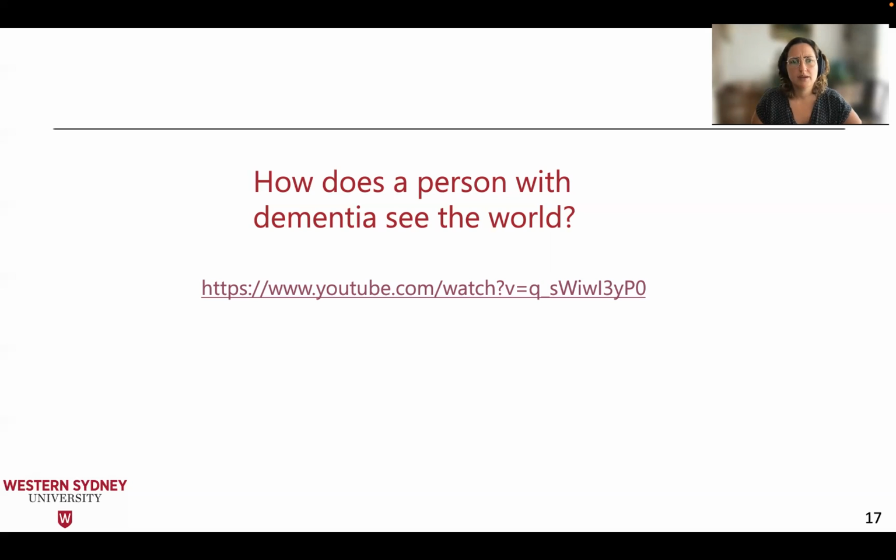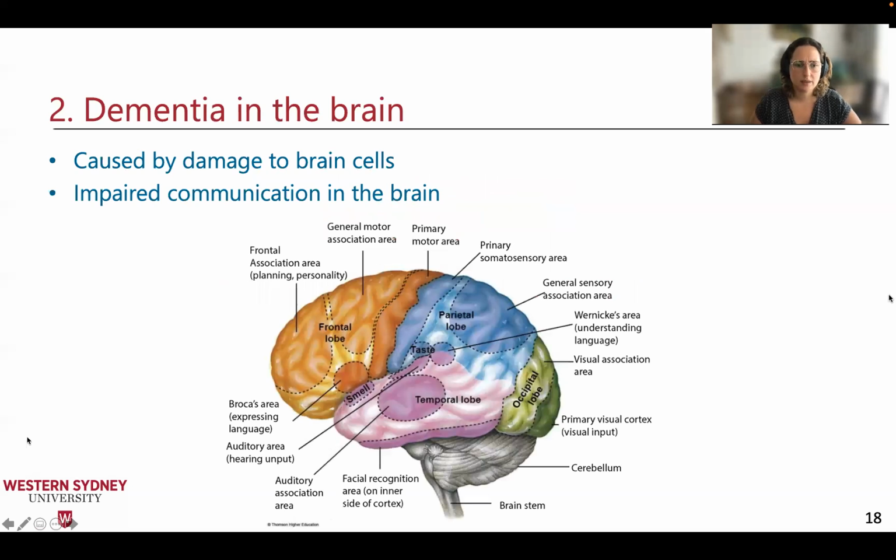Now, for the next part of this, I'd like to talk about dementia in the brain and the different major types of diseases that cause dementia. Dementia itself is caused by damage to brain cells and the communication of neurons in the brain. We have all these different areas of the brain generally dedicated to certain processing. We've got our frontal lobe, which is a lot to do with planning and personality, as well as your general motor association areas.